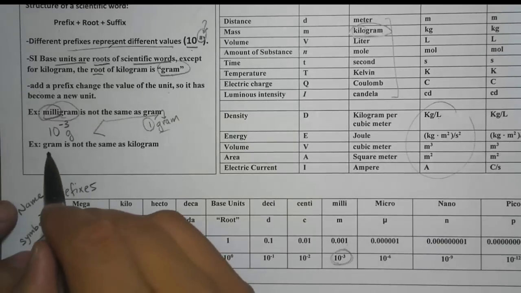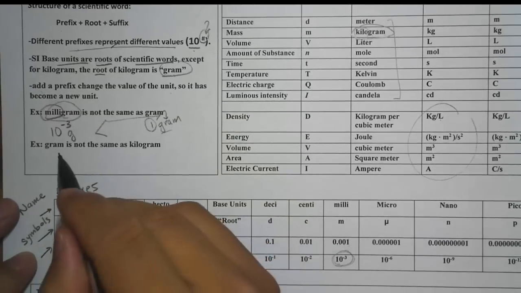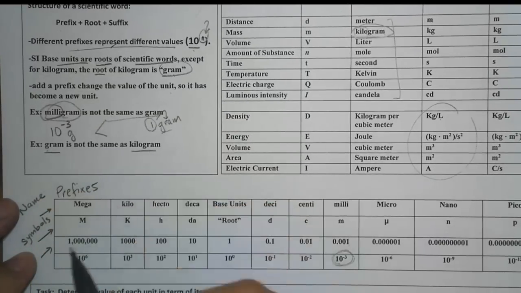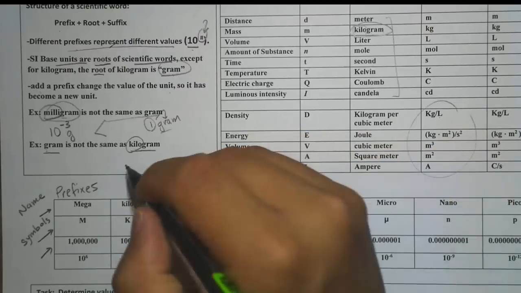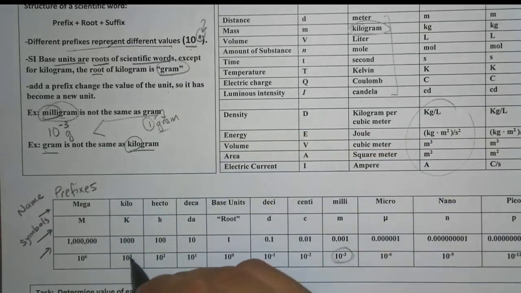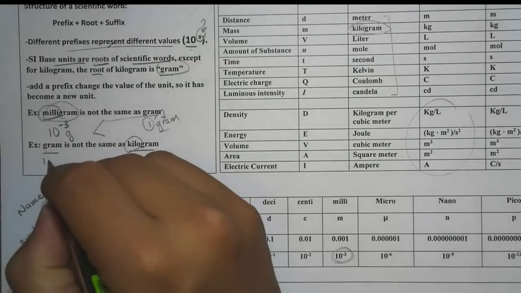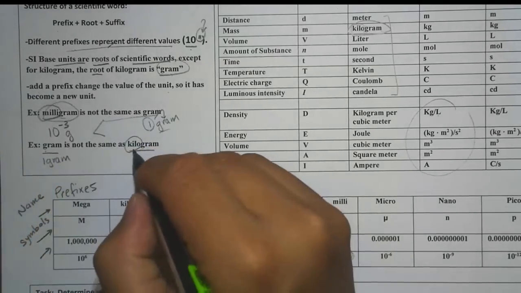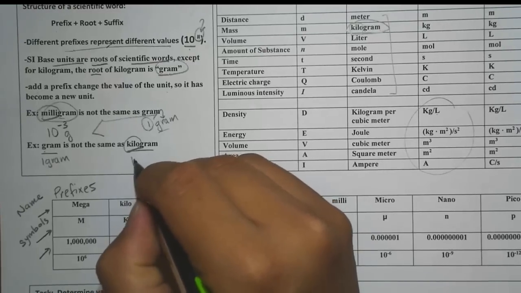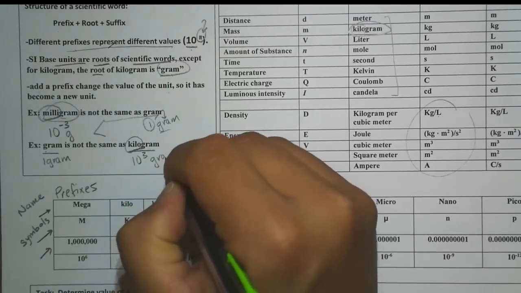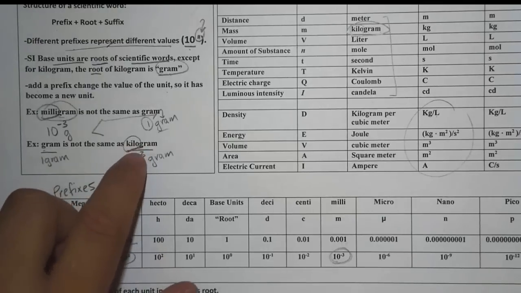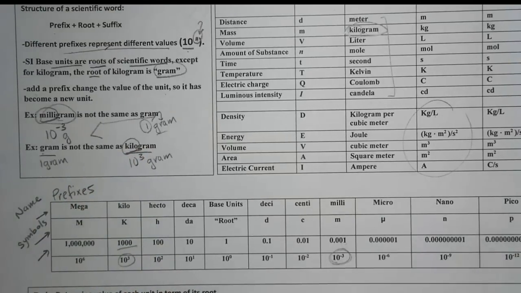Then we have gram and kilogram. They are completely different because we have the unit kilogram. The prefix kilo right here represents 10 to the third, that is 1,000. So we have 1 gram for just gram itself, but kilogram is actually 1,000 grams or 10 to the third grams. As you can see, the units represent different values, so they are completely two different units.